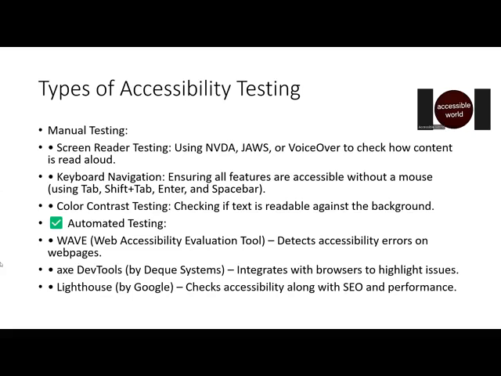Automated testing is also very important. If you want to run the checks quickly, we need to perform automation testing. For that, we will use different tools like Axe, Wave, and Lighthouse. Lighthouse is by Google, and Wave is a tool. These are all the methods to perform accessibility testing. Later on we will discuss clearly about WCAG, the four principles, and the WCAG overview.